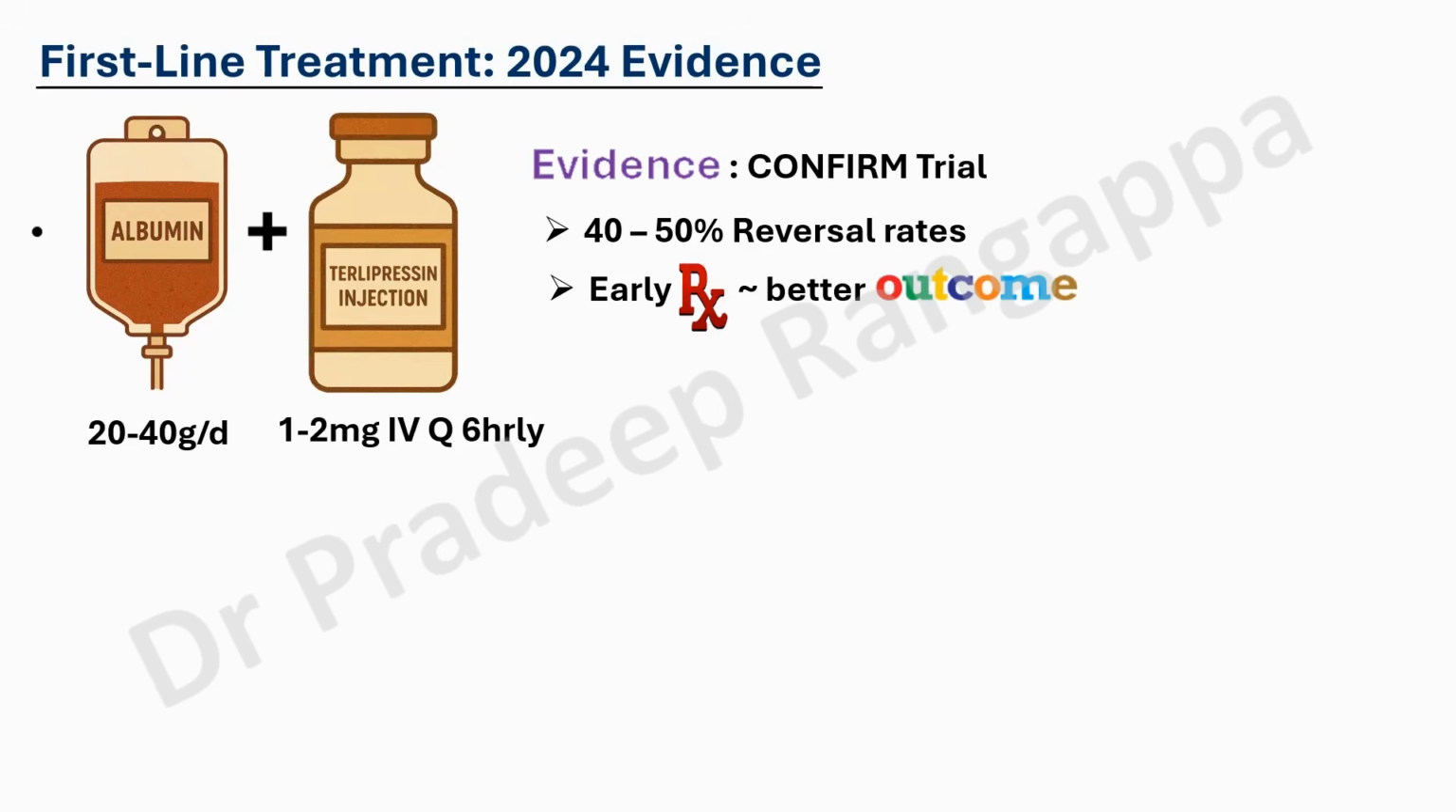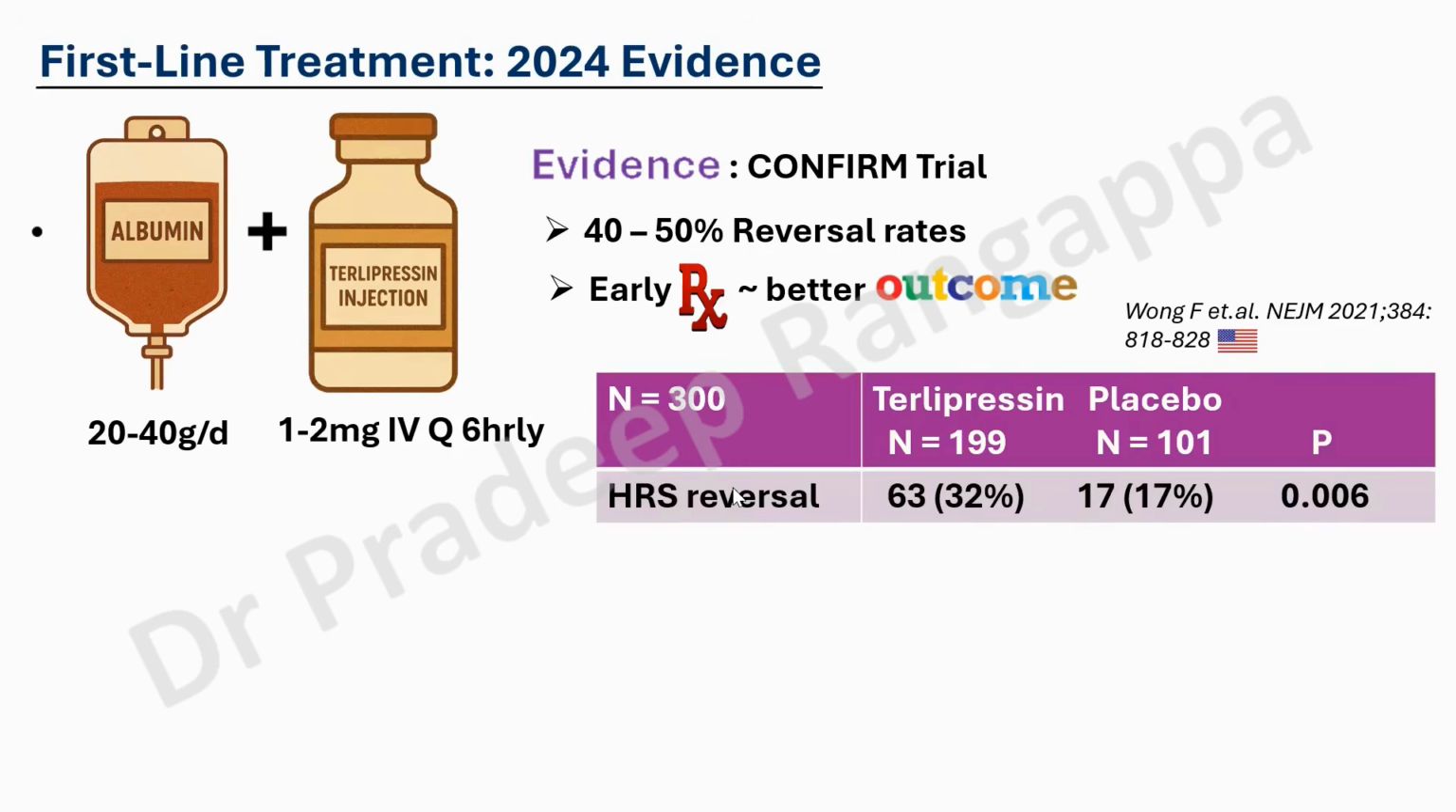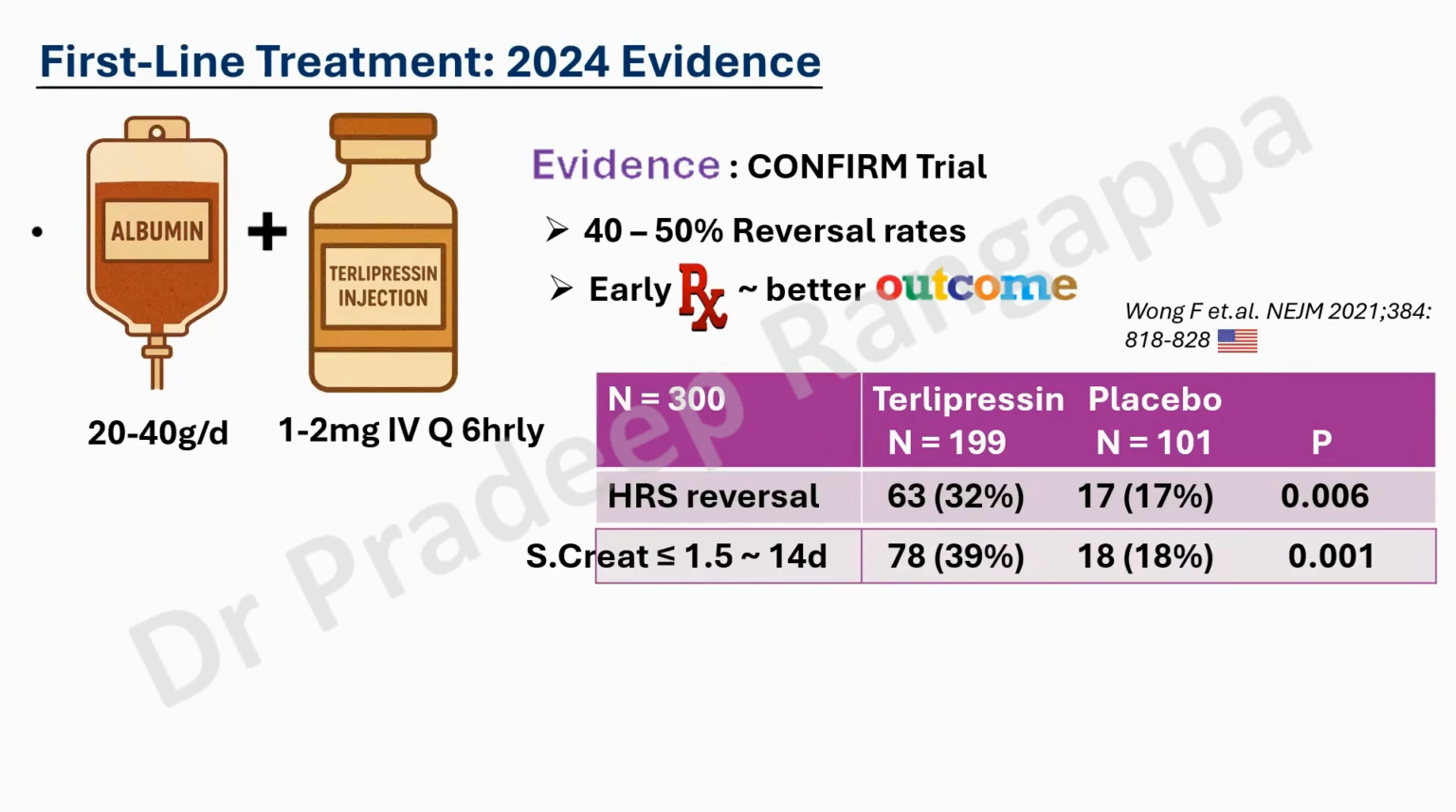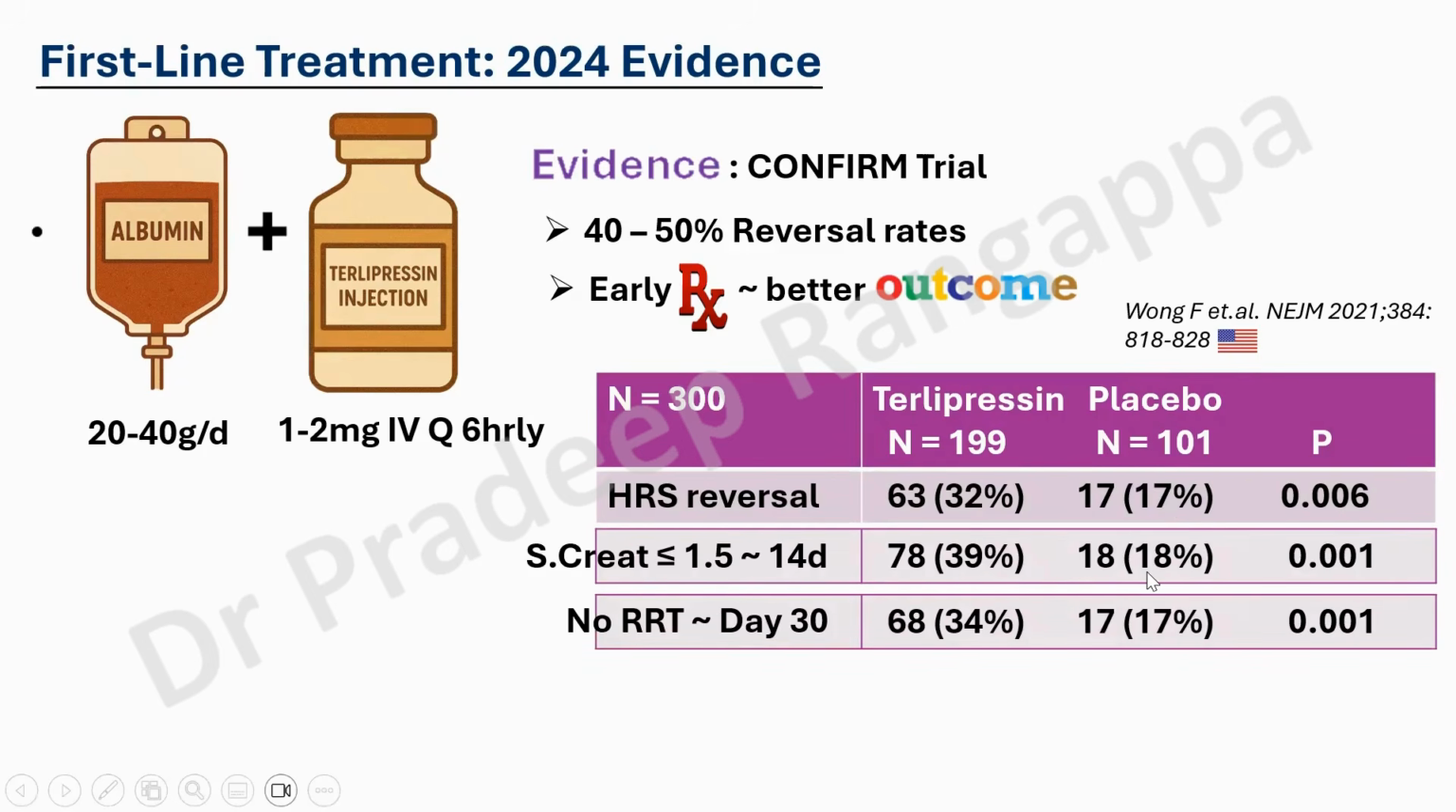This particular trial came in 2021 from the US group. They had 300 patients, 199 in the terlipressin group and 101 in placebo. Hepatorenal syndrome reversal happened in 32% as compared to 17%, and as you see, it was statistically significant. This combination led to a good reversal of HRS, and it reduced creatinine to less than 1.5 in 14 days in 39% in the terlipressin group versus 18%, which was also statistically significant.